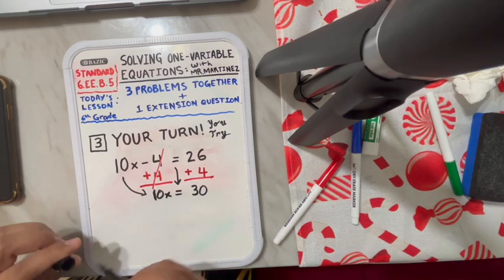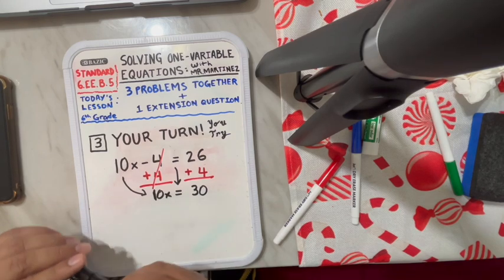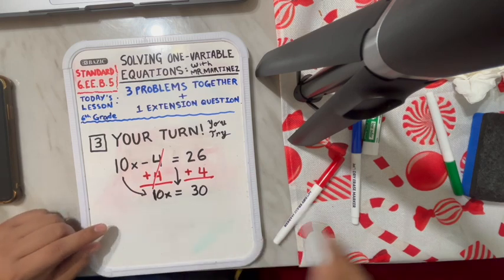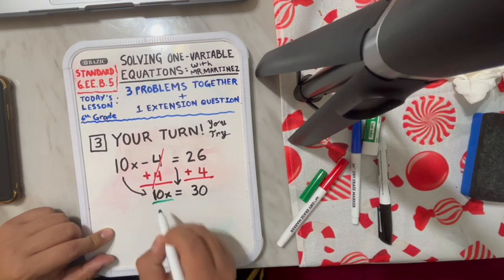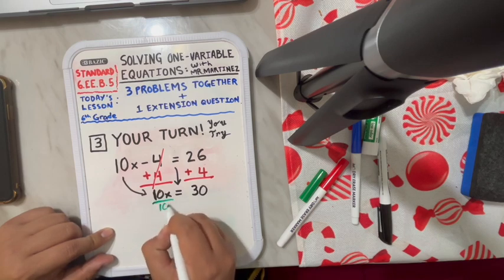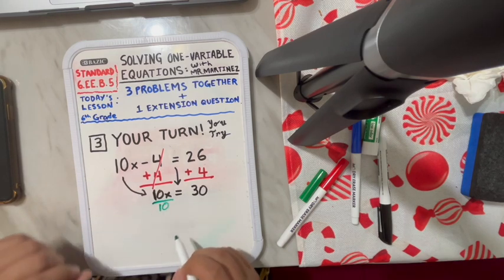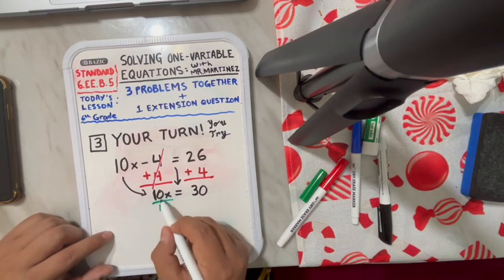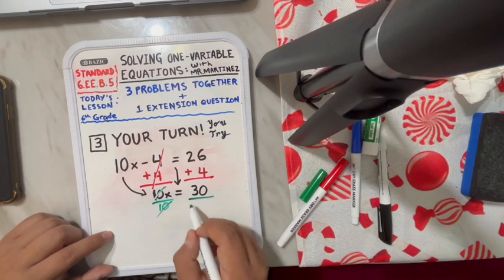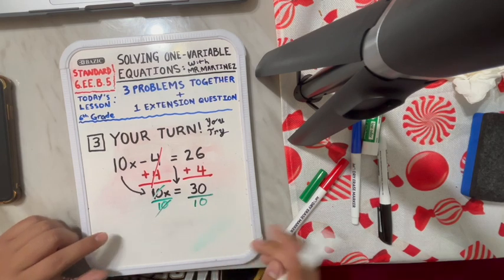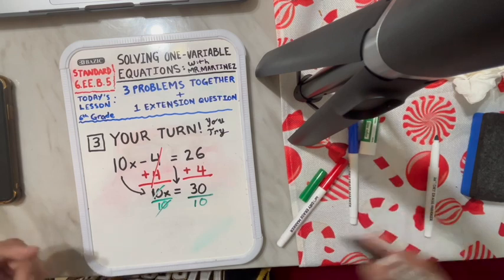Now, as you guys probably noticed, we do have this coefficient of 10. Same thing, same idea here. How do we get rid of this 10 in front of the x? Well, we divide by the coefficient value. So 10 cancels out on the left side, and whatever we do on the left side, we have to do on the right side.